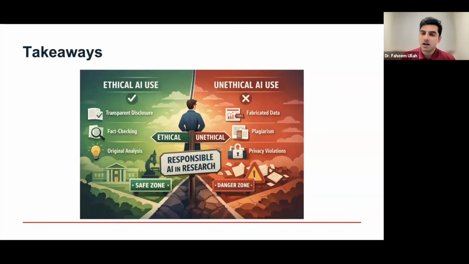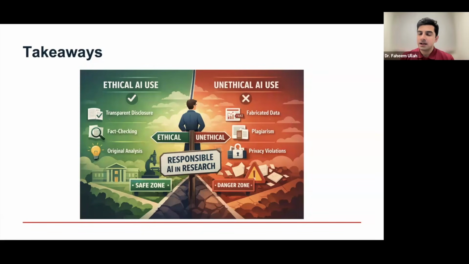Fact checking the output given by AI: always cross check whether it's correct or not. Original analysis. That is the point we mentioned, that you as a human need to put in your own energy into it to create some original findings rather than putting everything on the shoulder of AI.